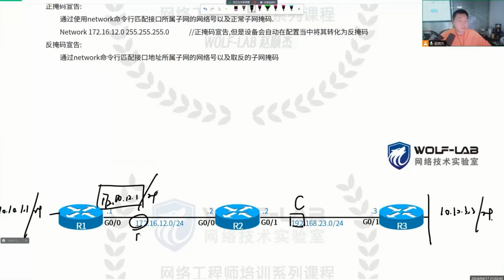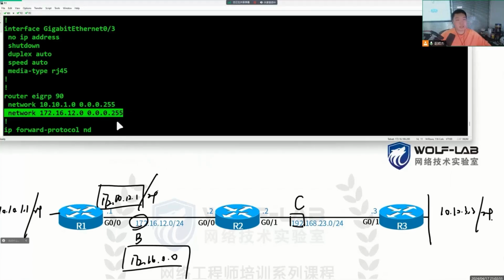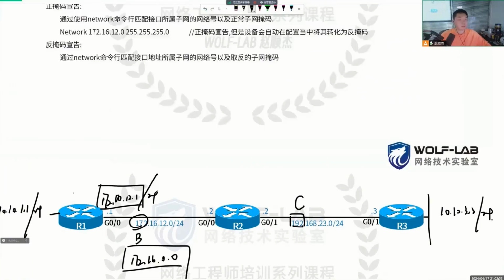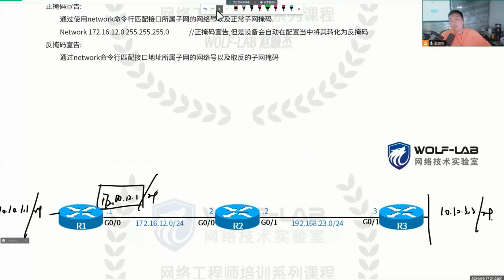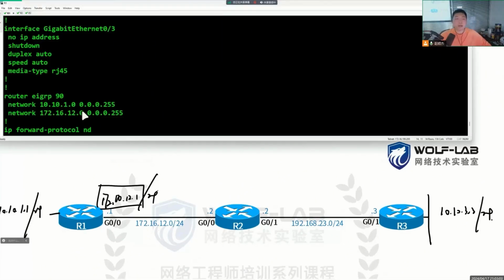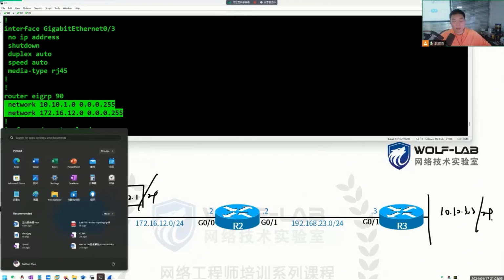So on the R2 side, we also activated 2 interfaces to run EIGRP. Let's go to R2's interface 0/1 to capture a packet. We should also be able to see R2 constantly sending EIGRP hello packets to R3. Capture a packet. Here comes the EIGRP hello packet. R2 sends packets to the multicast address.